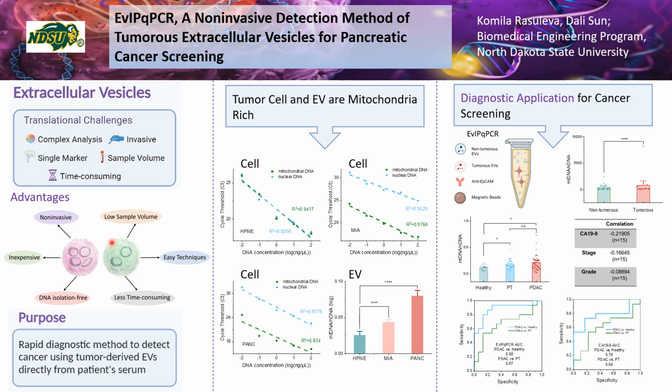In order to prove our hypothesis that tumor cells and EVs are mitochondria rich, as you can see, for our experiment we chose 3 pancreatic cell lines: HPNE, a non-cancerous cell line, MIA, a cancerous cell line, and PANC, another cancerous cell line with different morphology, and tested them at the cellular level.